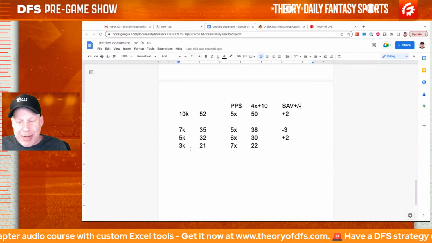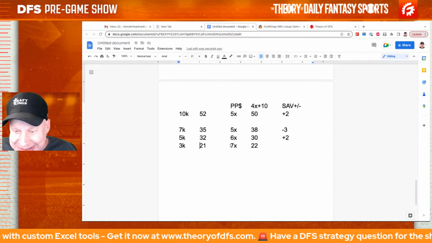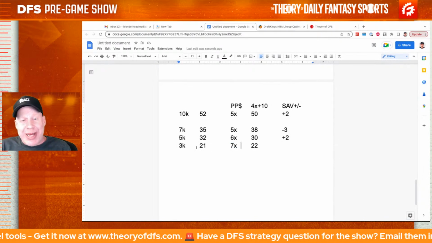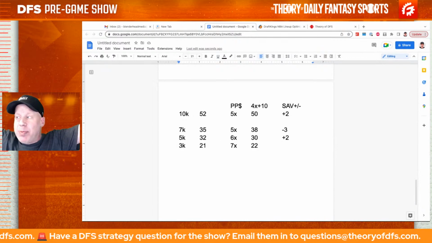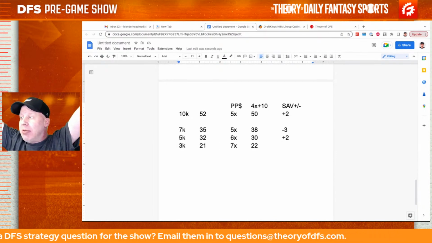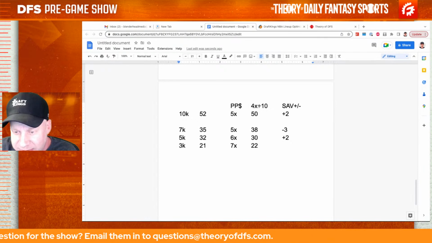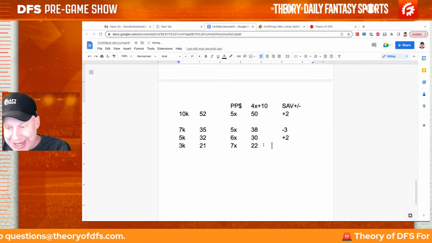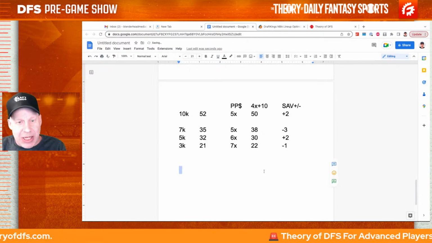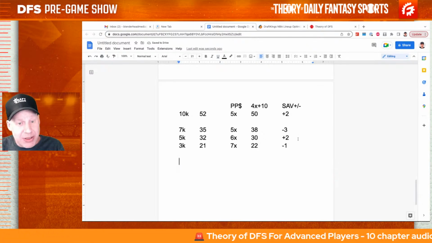So now how about this guy? This guy has a 7x projection. Remember, this 3K guy, 21 points, 7x points per dollar. Got to play him, right? But we set our baseline as 4x plus 10, which is 22. So this guy actually has a negative salary adjusted value, plus minus.